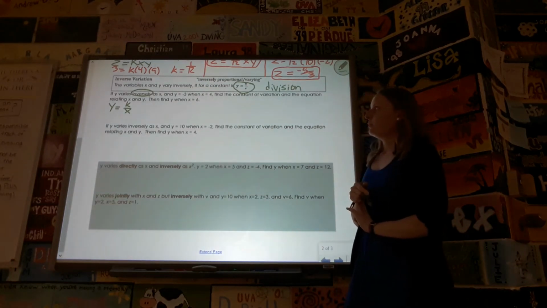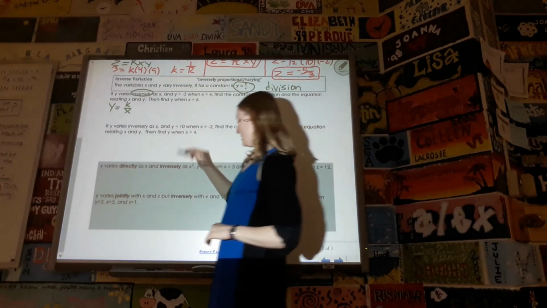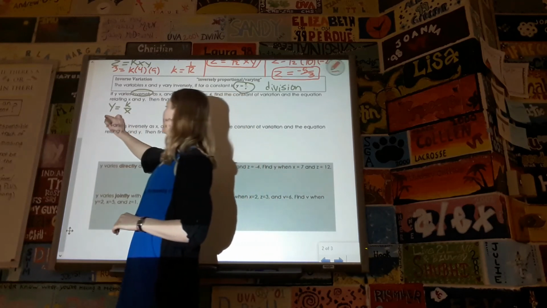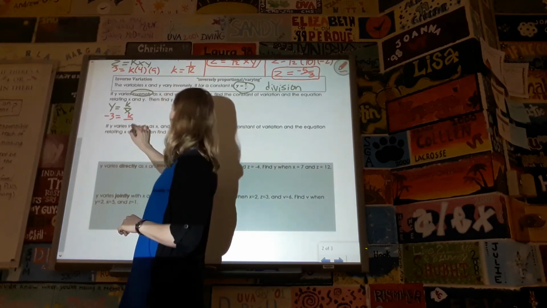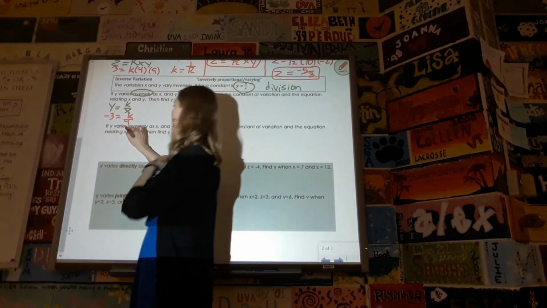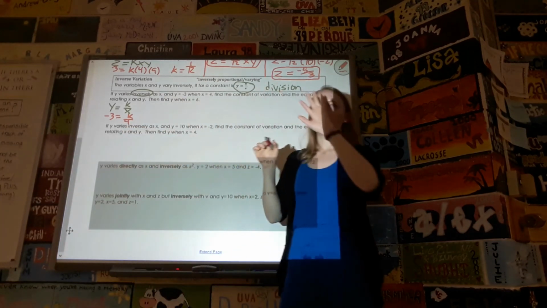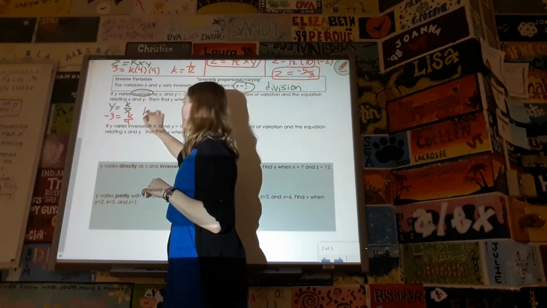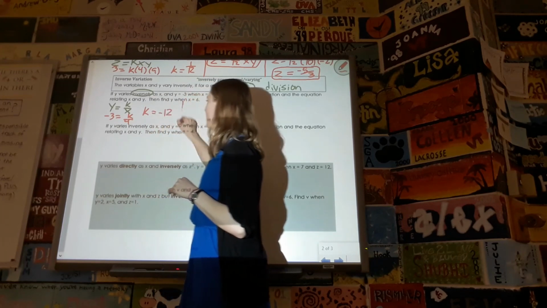They're giving me the value of y and x, so I can solve for k. So we have negative 3 and then 4. So to solve for k, I'm going to multiply the 4 over from the denominator. That gives me k is equal to negative 12.